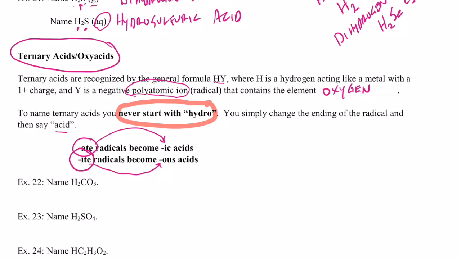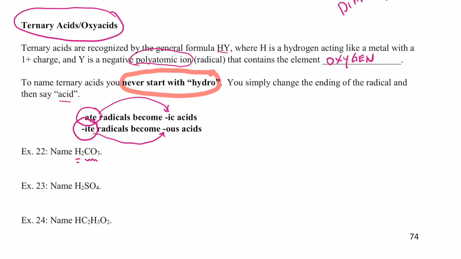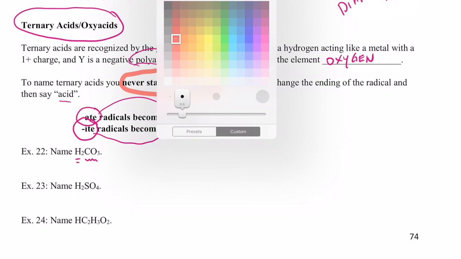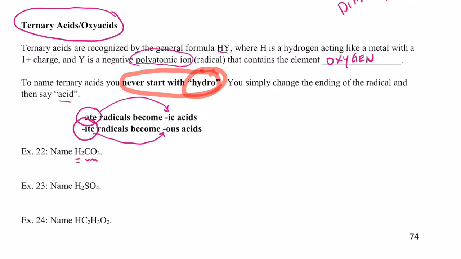H2CO3. Now, heads up, ternary acids do not have to have an aq after them. We recognize it by starting with H and being bonded to a polyatomic ion. You should recognize that as an acid. Now, to name this, remember folks, do not start with hydro. You recognize it as ternary. We have more than two elements, so we do not start with hydro.